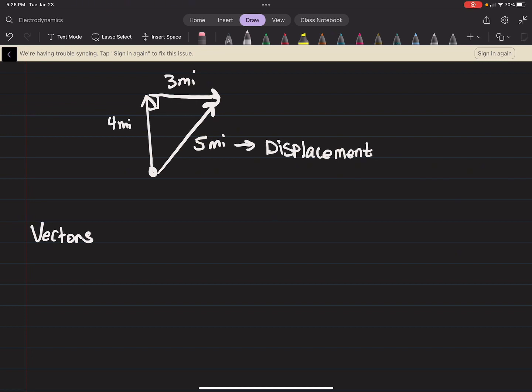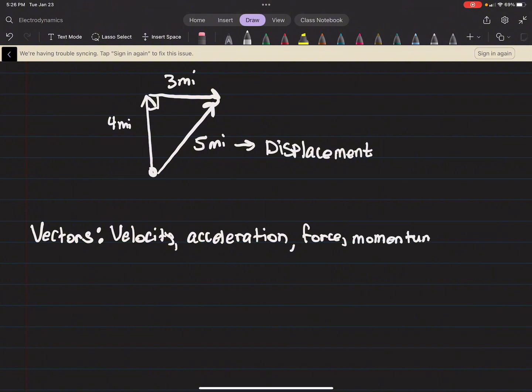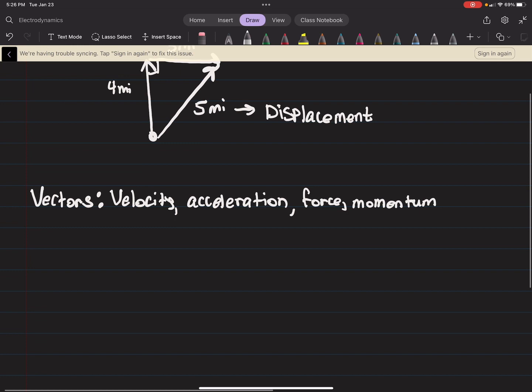So a few examples of vectors: velocity is a vector, acceleration is a vector, force is a vector, momentum, that's a vector. I need to start writing nicer, don't I? So these are our vectors. Hopefully you're familiar with those.